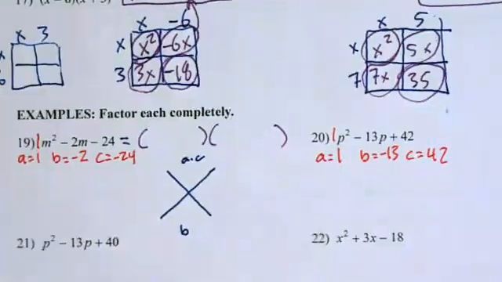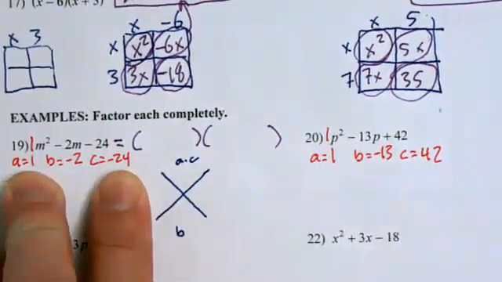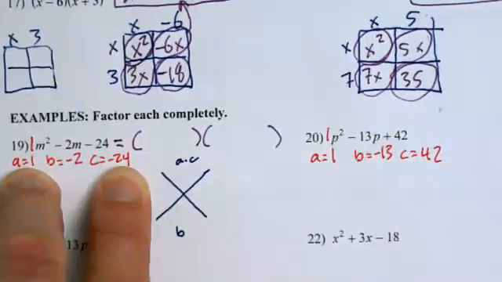We're going to put some actual numbers in though. So A times C goes in the top and B goes in the bottom. So what are we going to put in the top? What is A times C? That'd be 1 times negative 24. Negative 24.